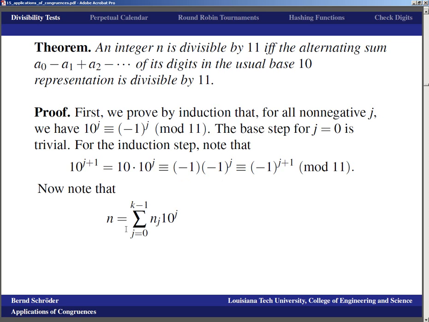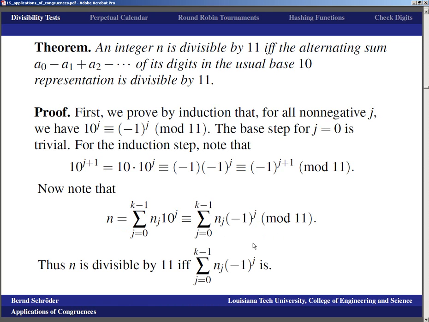Alright, either way, that means that if we write our number in the typical base 10 expansion, the 10 to the j's, when we work it modulo 11, break down into negative 1 to the j's, and all of a sudden the number n is equivalent modulo 11 to the alternating sum of its digits. That means n is divisible by 11 if and only if the alternating sum of its digits is divisible by 11, and that's it. So that's pretty neat.